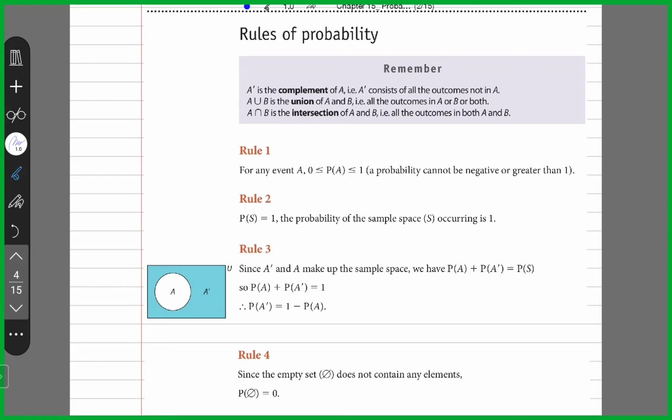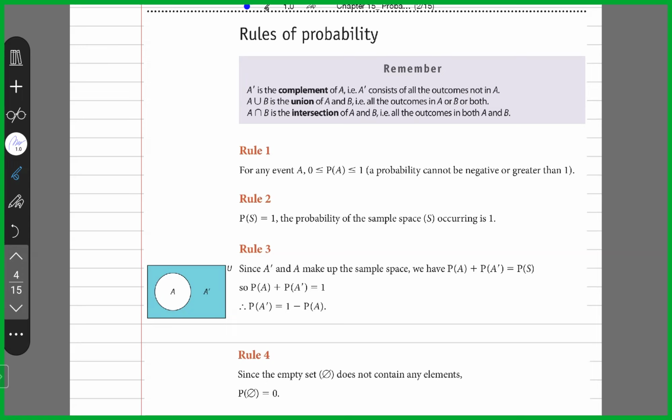Rule 2: the probability of the sample space S occurring is 1. It's like somebody saying, you flip a coin, the probability of getting a head or a tail. Getting a head and getting a tail is the sample space, isn't it? So the probability of getting a head or a tail is 1. If you flip a coin, you must get either a head or a tail. So the probability of the sample space is 1.